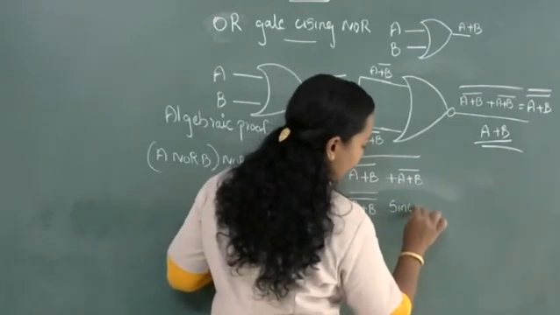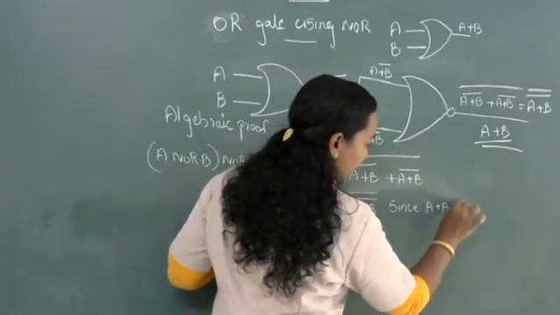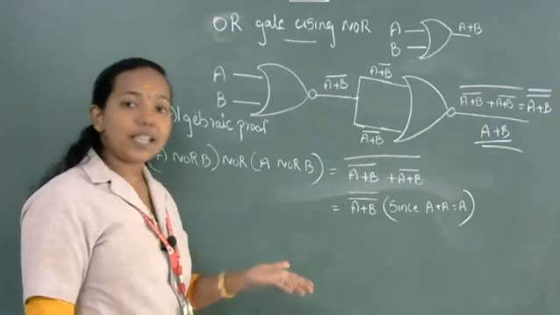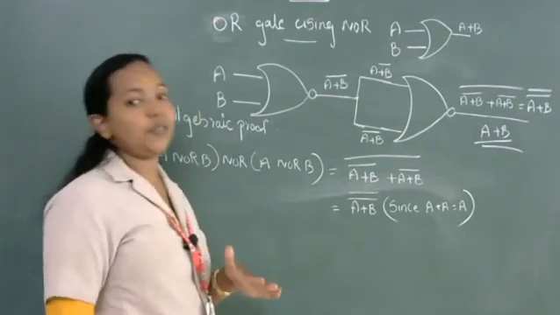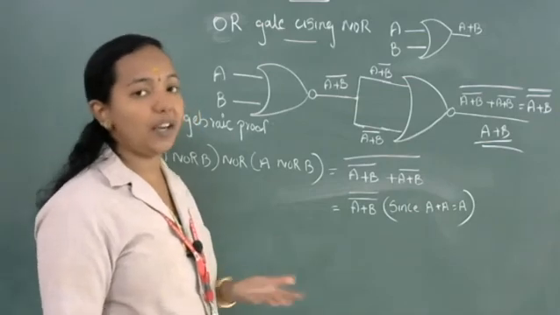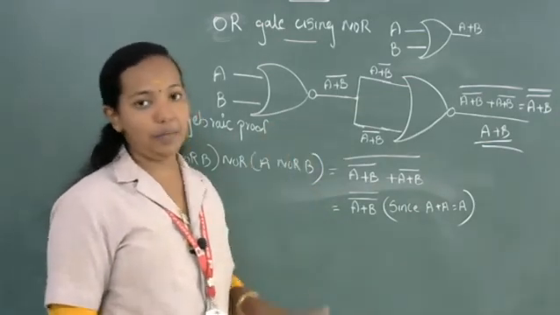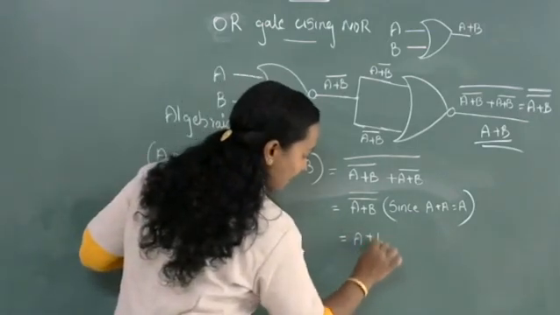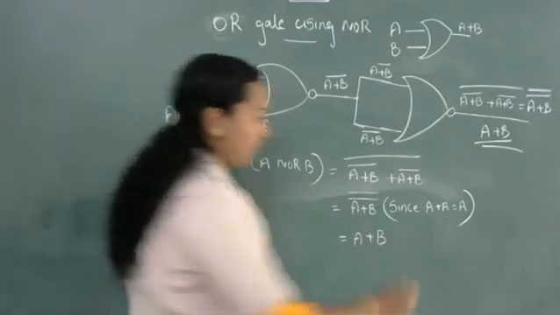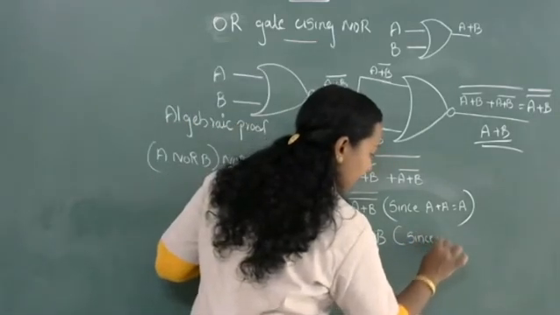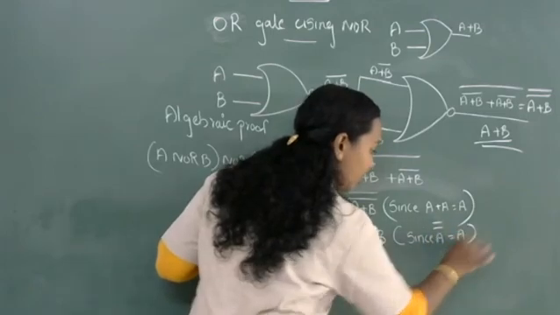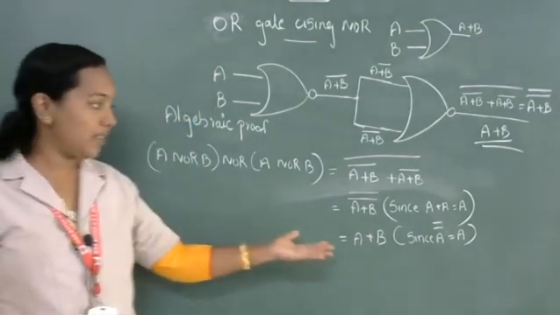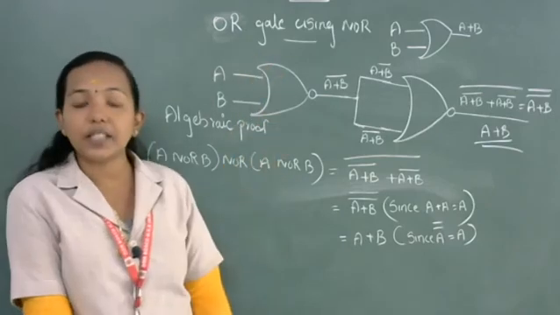Since A plus A is equal to A itself. Okay, from where did we get that? A plus A is equal to A itself. Then next we are applying the involution law. You know, according to the involution law, x double complement is equal to x itself. So we can write it like this: (A + B) double complement is equal to A plus B. So hence we can represent an OR gate using a NOR gate.